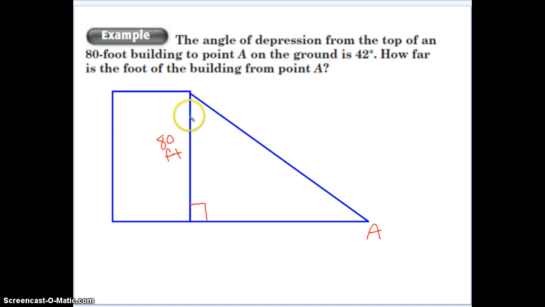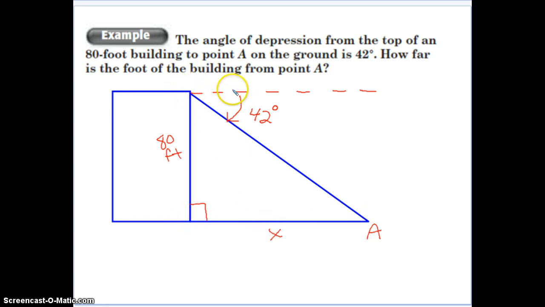So that does not mean that this angle is 42 degrees. It means the angle from the horizontal is 42 degrees. So if the person were looking straight forward, the angle they have to look down at is 42 degrees. Okay? So how far is the foot of the building from point A? We're looking for this amount right here.